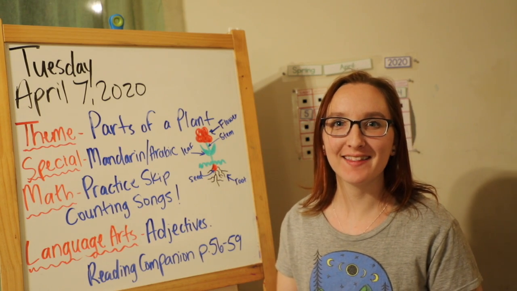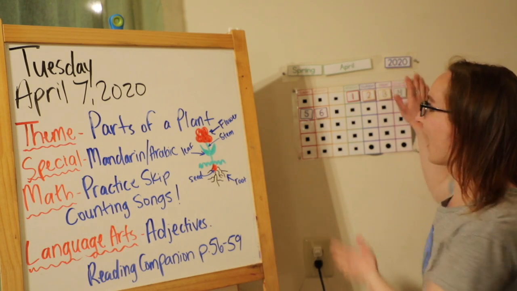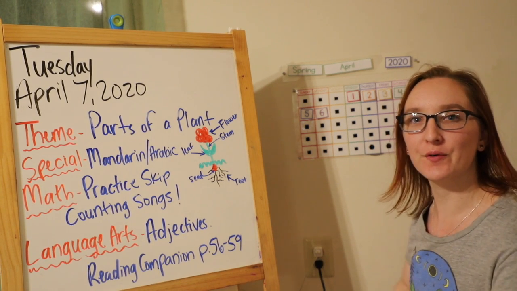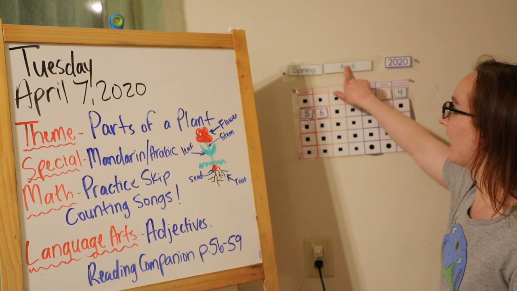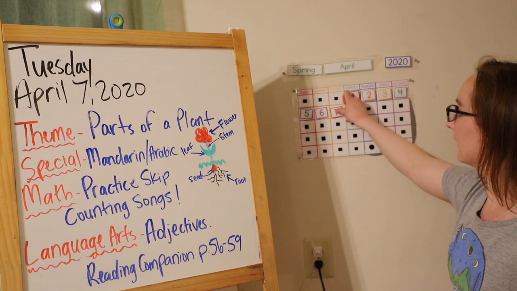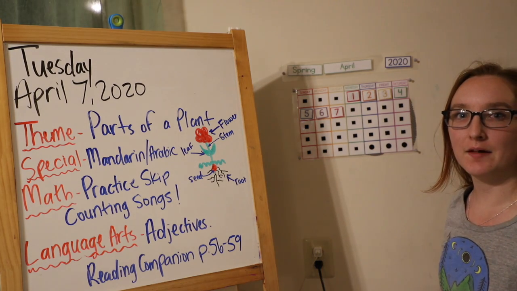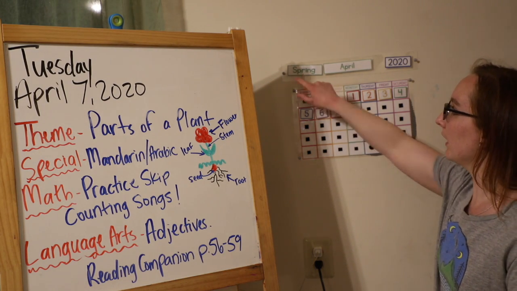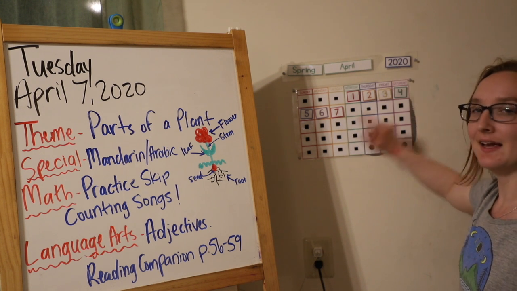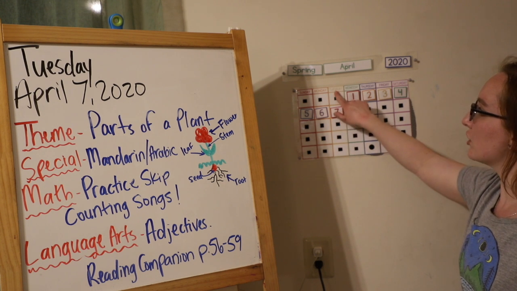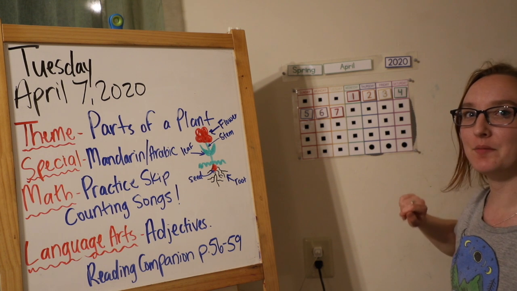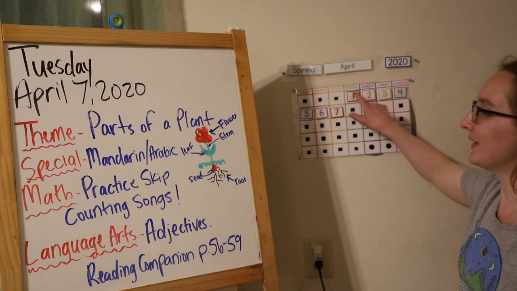I went back to the classroom and I got our calendar back so that we can start doing our calendar again. So today is April, and then we're going to add the 7th up. We are in the season spring. It is 2020, so it's April 7th, 2020. Today is Tuesday, yesterday was Monday, and tomorrow is going to be Wednesday.